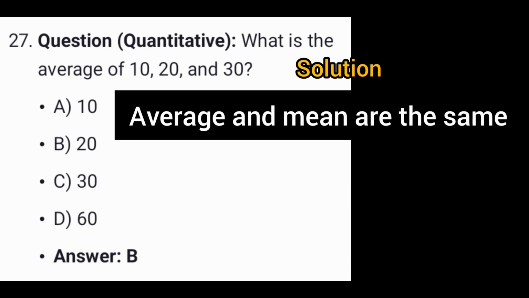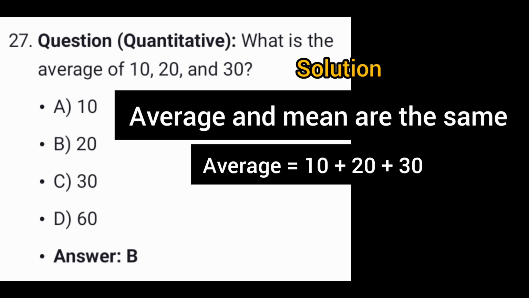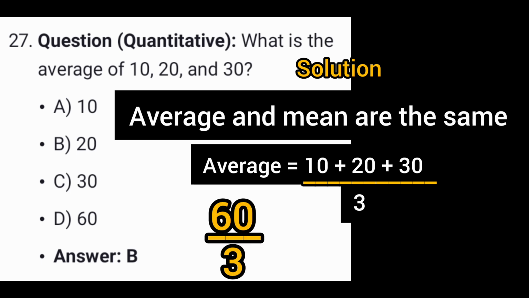All we need to do is add the numbers together, which is 10 plus 20 plus 30. How many numbers do we add? We add 3 numbers. Then that will give us 60, divided by 3 will give us what? 20. So if they ask you to find the average or the mean, they are still the same. All you need to do is add the numbers together and divide by how many numbers there are, which is 3.